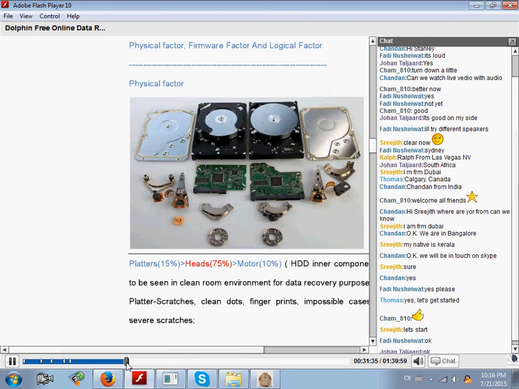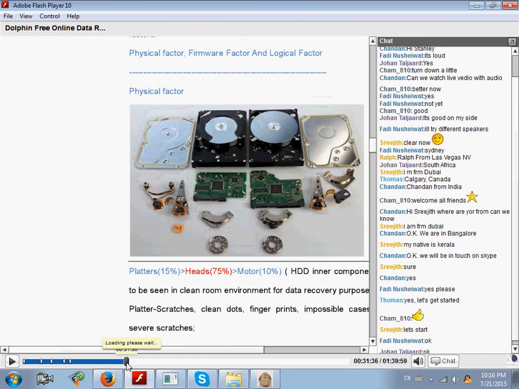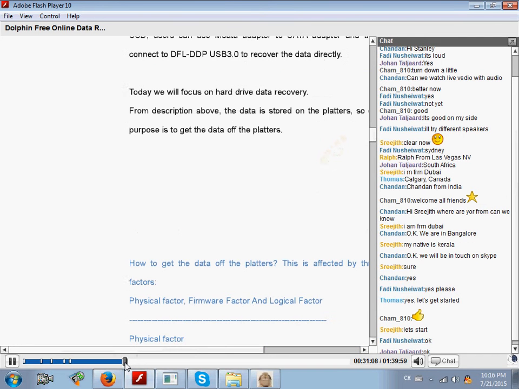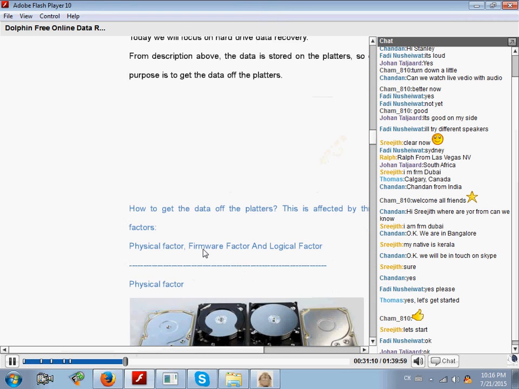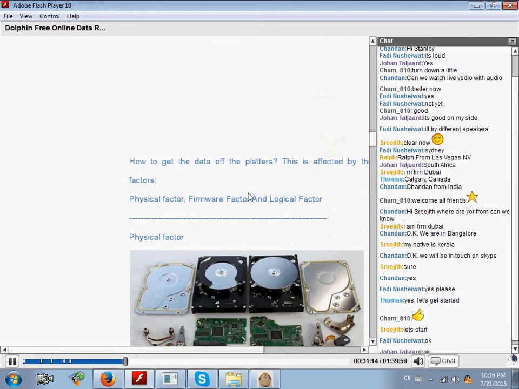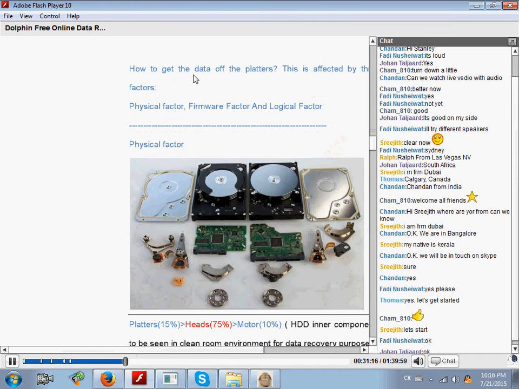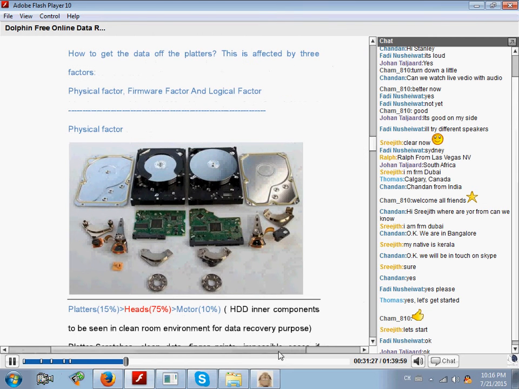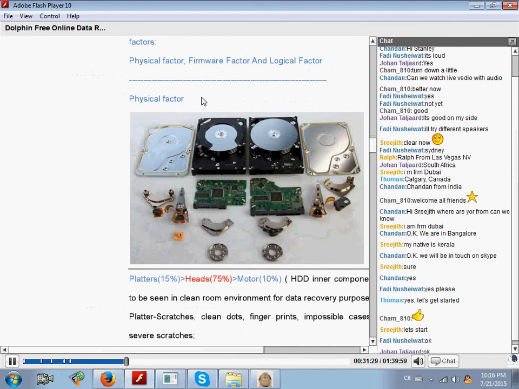For physical factor, we can see what we will do. All we will do is to get the data off the hard drive platters, which contains the data. So how to get the data off the platters? This is affected by three factors: physical factor, firmware factor, and logic factor. So first, let's talk about the physical factor.